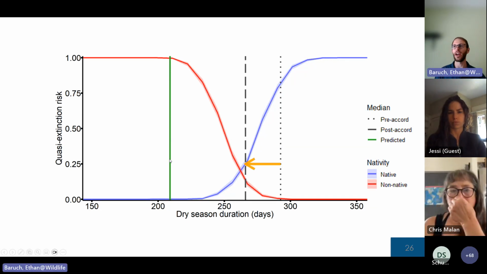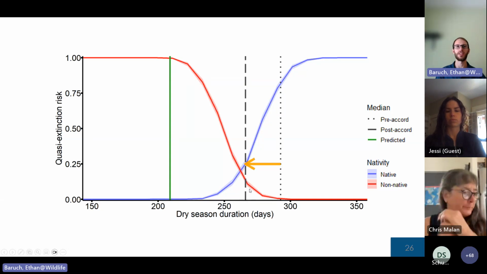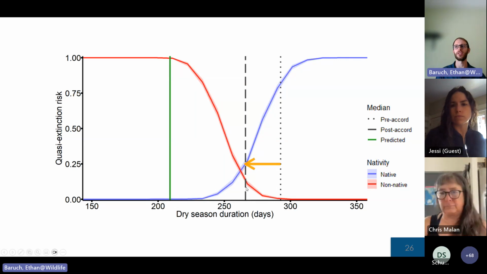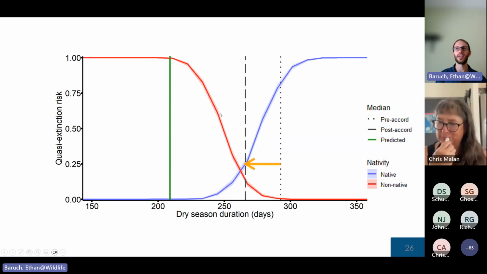We can additionally look at our non-native fish community. Prior to the flow accord, the native fish were doing pretty well. We saw that in the abundance data. Following the flow accord, the dry season got a little bit shorter, and this was associated with an increase in the risk for the non-native fish community. And this risk continues to increase if we're managing, again, for a more natural value of this dry season duration.